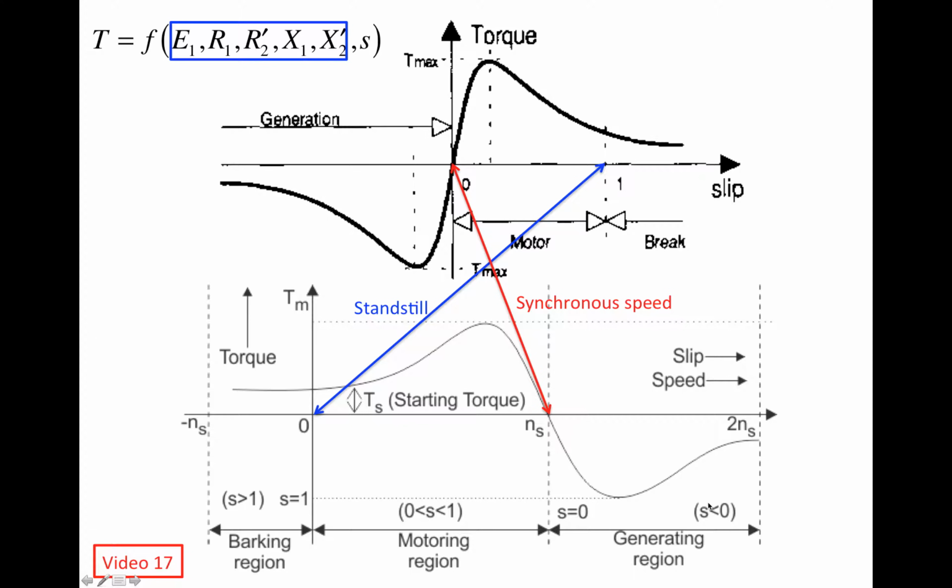So slip is less than 0. This region corresponds to this particular region on this graph. They are basically the same thing. Slip is negative here, and slip is negative here. If you have any doubts about the different zones, the braking zone, the motoring zone, and the generating zone, you can go back and take a look at video 17, in which we talk about the torque and the back torque.